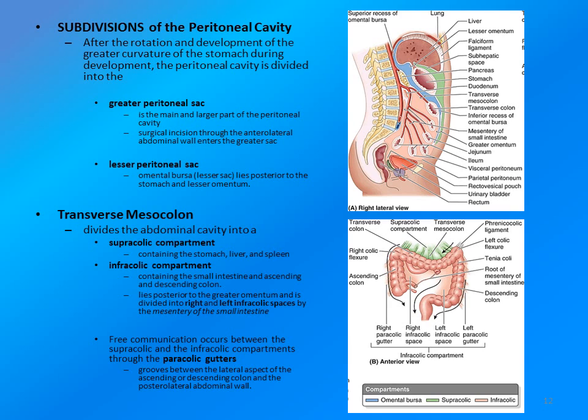These subdivisions include the greater peritoneal sac and the lesser peritoneal sac. The greater sac is the main and larger part of the peritoneal cavity. A surgical incision through the anterior abdominal wall or the anterior lateral abdominal wall enters the greater sac. The lesser peritoneal sac is really referred to as the omental bursa or lesser sac. It lies posterior to the stomach and the lesser omentum.